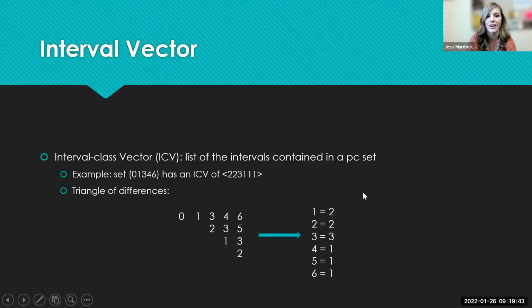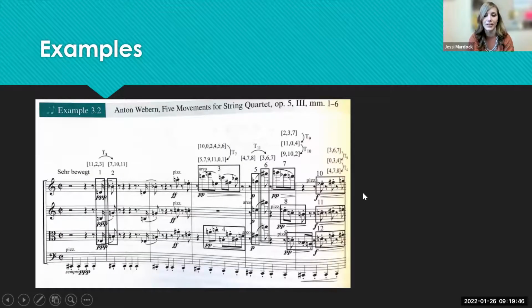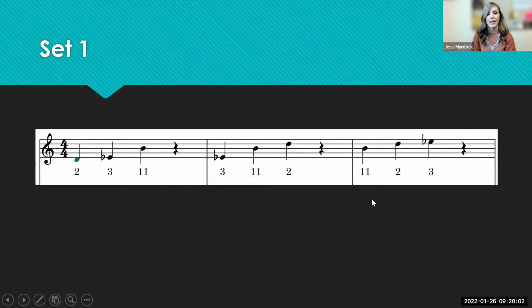Now we're going to revisit that Webern that we saw in the previous video, and we're going to figure out both the prime form of these sets, so like the set class name, and then we're also going to figure out their interval class vectors. So we're going to take set 1 first, which we talked about in the last video. If you remember, we should use this one, this is the normal order. It's the smallest span of this.